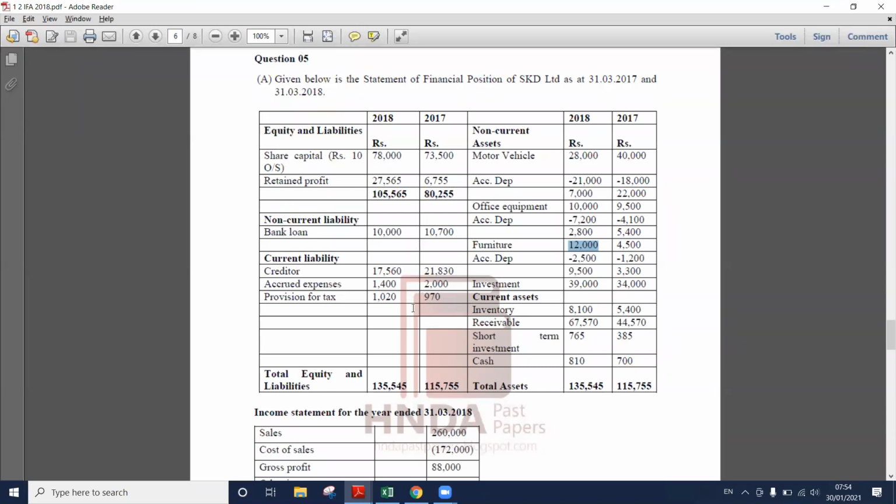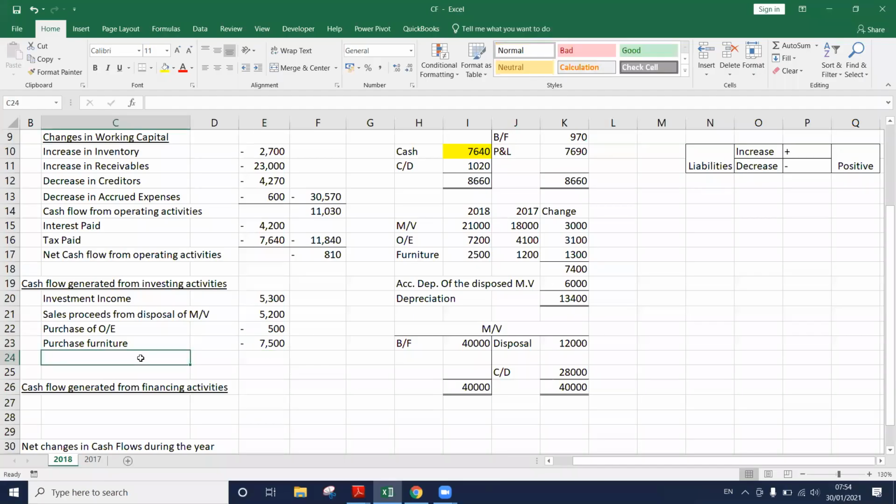Right here, investment, right? Investment, we had at the beginning an amount worth 34,000, and at the end the amount is 39,000. Why that? How is that possible? 37,000 වෙලා තියෙන්නේ. අපි investment purchase කරලා investment purchase කරද්දී අපෙන් cash එළියට යනවා, right? Purchase of investment. How much? 5,000, right? Purchase of investment 5,000.